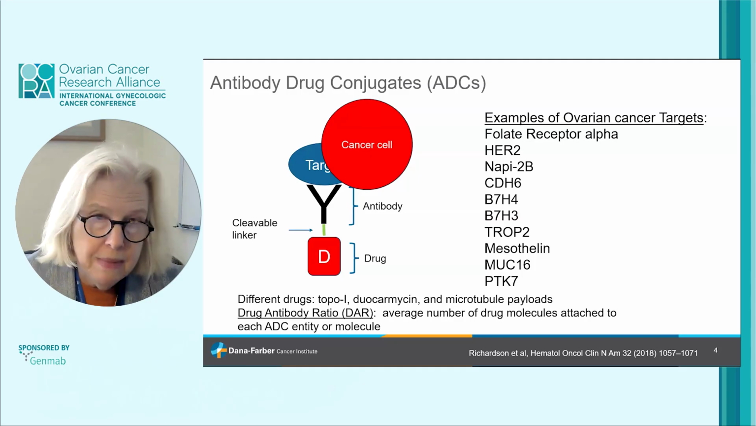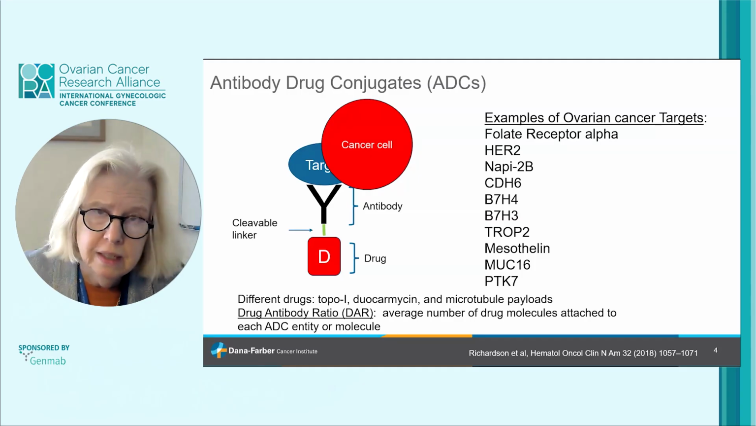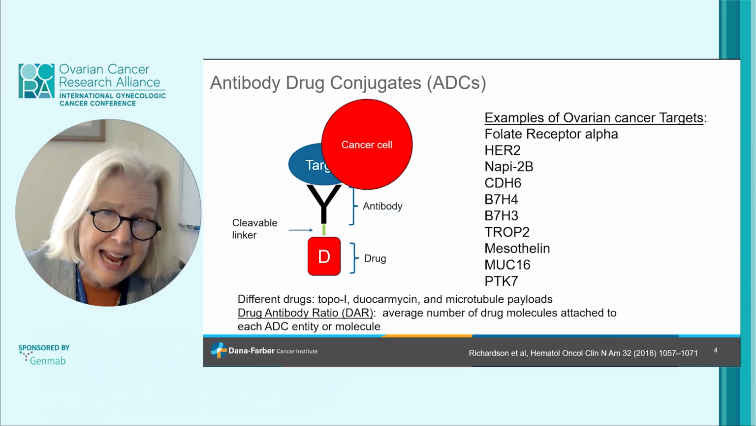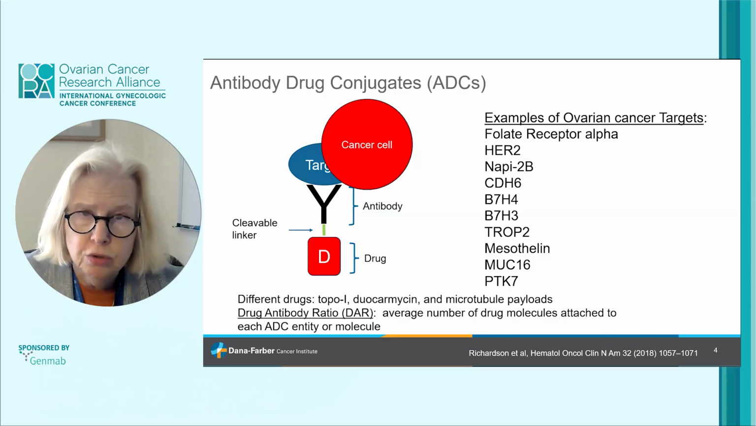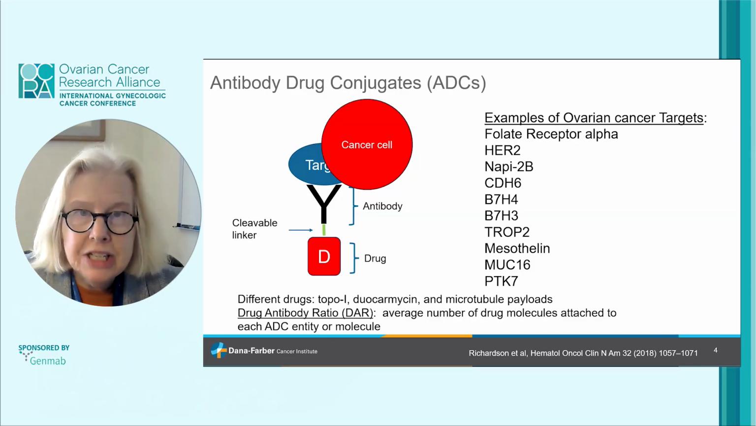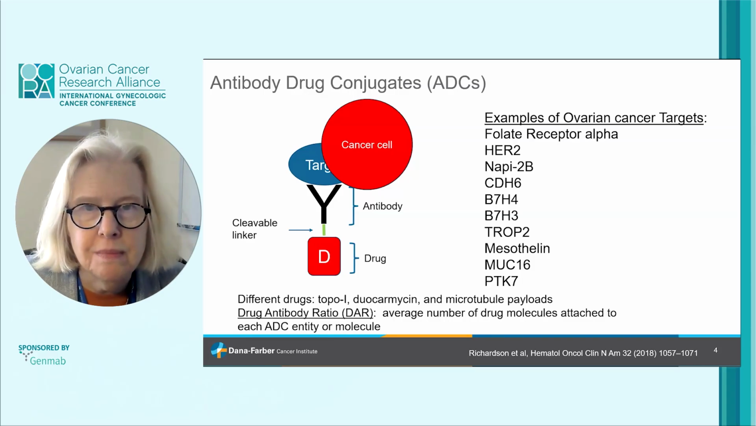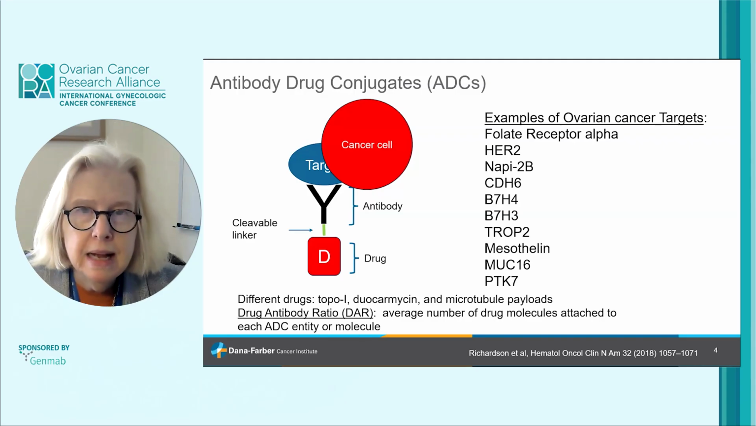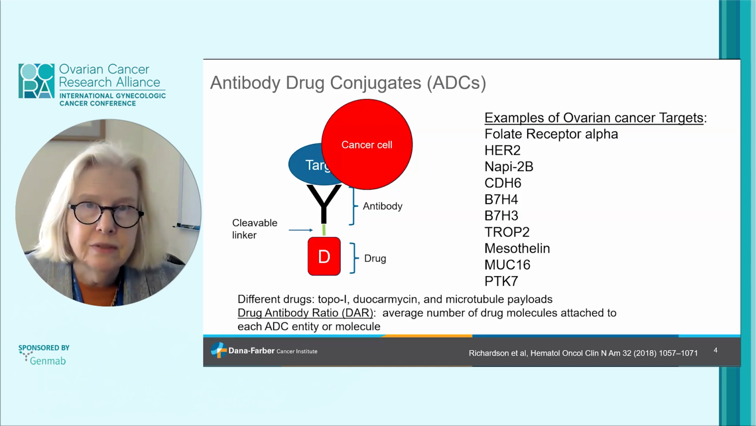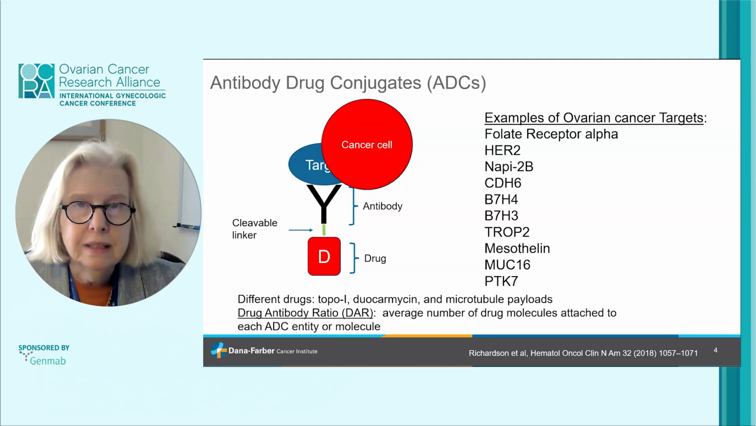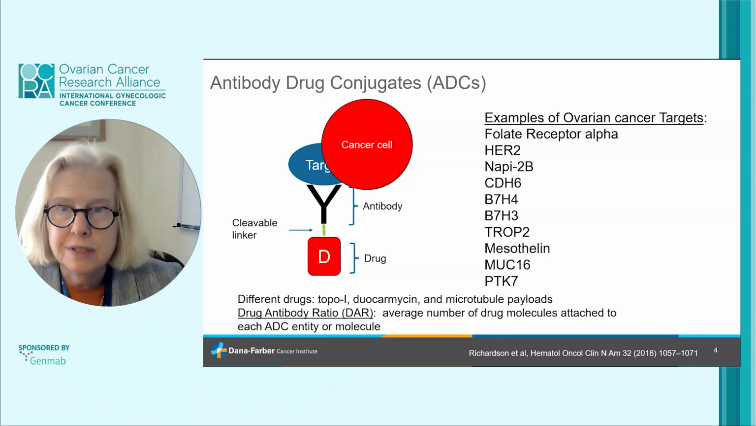I also mentioned the drug antibody ratio, or DAR. You'll hear about that as we talk about different antibody-drug conjugates. It's the average number of drug molecules that are attached to each antibody-drug molecule. And everyone thinks, oh, higher is better. It may not be the case because antibody-drug conjugates each work a little bit differently. Some need a lot of target on the cancer cell, and some actually don't.